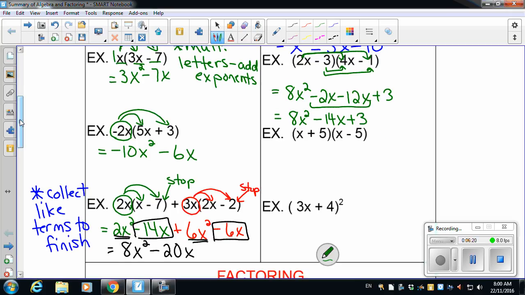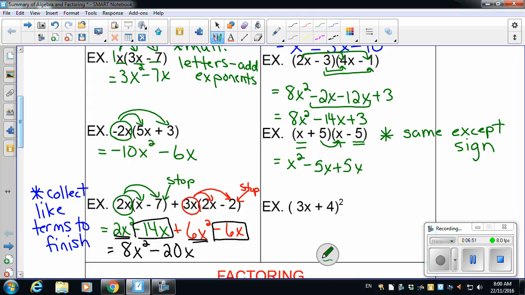This one's a special one because the brackets are what we call conjugates. The brackets are the same, but for the sign. But we do the same thing when we FOIL it, when we get rid of the bracket. So I multiply my first terms together, x squared. I'm going to multiply my outside terms together, minus 5x. I'm going to multiply my inside terms together, plus 5x. And my last terms, minus 25.